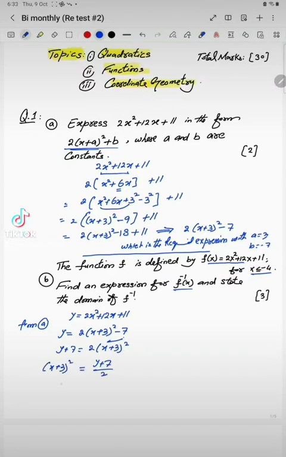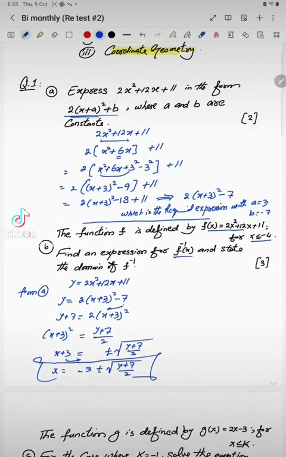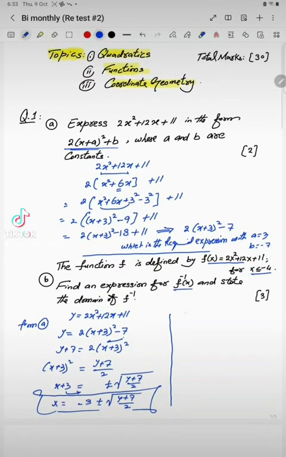So taking the square root, we get x plus 3 is equal to plus or minus the root of (y plus 7) by 2. Now take this 3 to the other side: x will be minus 3 plus or minus the root of (y plus 7) by 2, as we have done, making x the subject of the given function. So here you can write f inverse of x as minus 3.